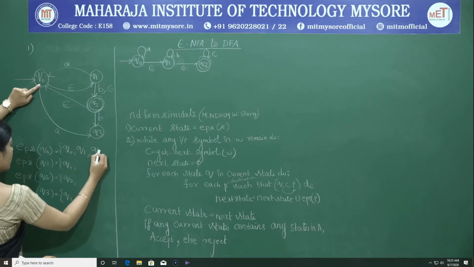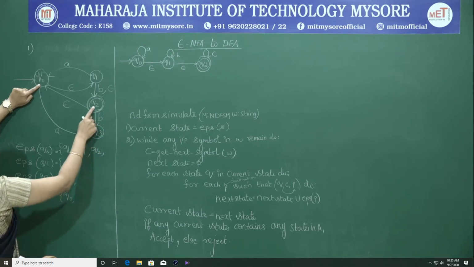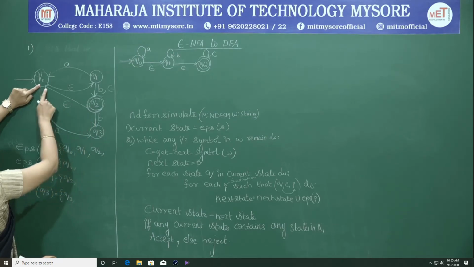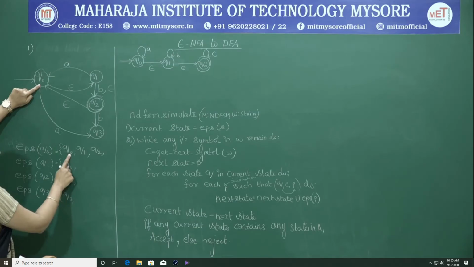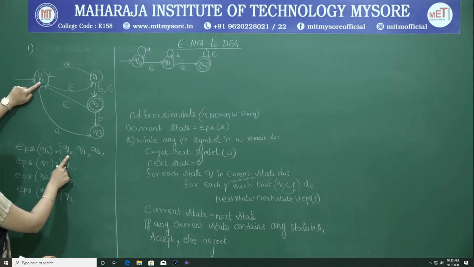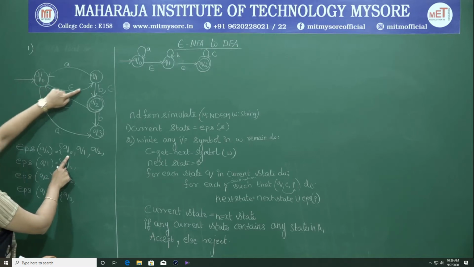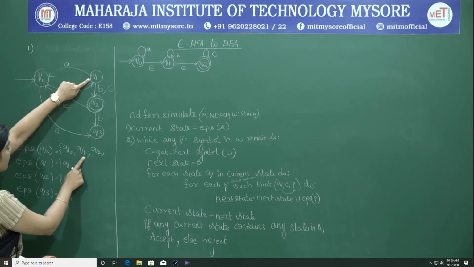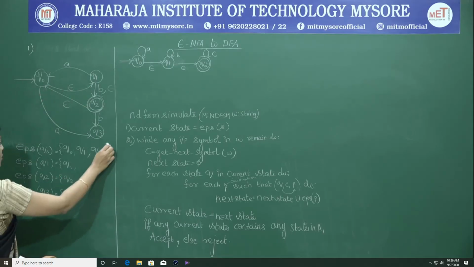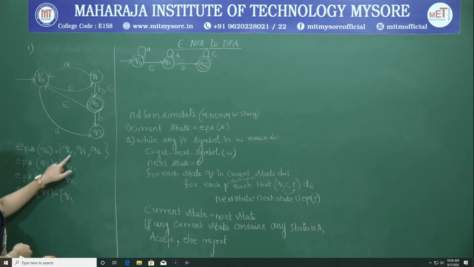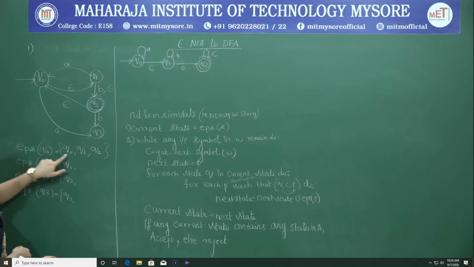So therefore, I am going to include Q2 also, and from Q2 the epsilon transition is taking me back to Q0. Q0 is already included, therefore there is no need to write it once again. From Q0 again an epsilon transition is going to Q1, which is already there, so we would be following the same path once again. So we have finished with all the states that are reachable from Q0 over epsilon transitions only.